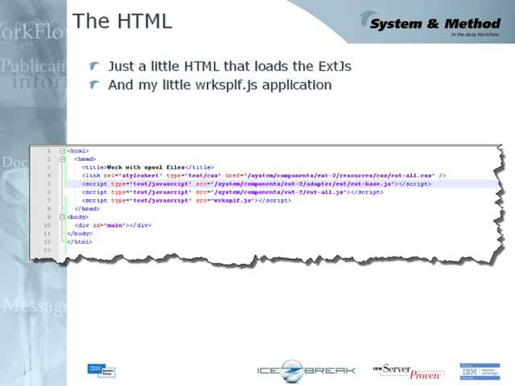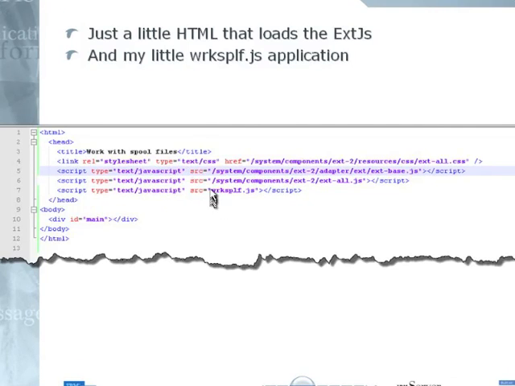Okay, finally we have a little piece of HTML. The only purpose is to load the ExtJS. In this case I'm using the built-in version 2 ExtJS that is shipped with IceBreak. But you can download a newer version if you want to. For this little sample, the built-in Ext 2.0 is sufficient.